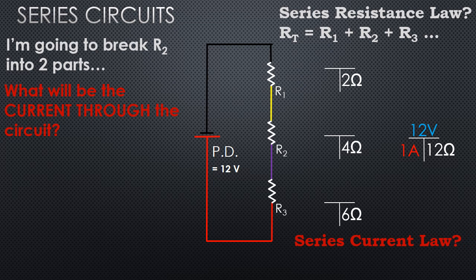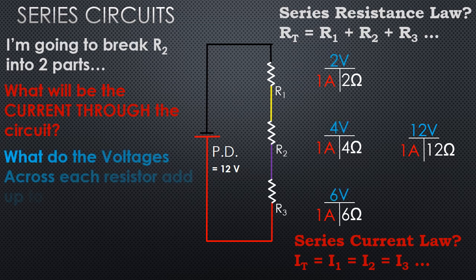Series current law, you got it. IT equals the current through I1, equals the current through I2, and equals the current through I3. So let's insert that there, and there, and there. And now we can calculate the voltage across each one of those loads using Ohm's law. 2 volts for the 2 ohm, 4 volts for the 4 ohm, and 6 volts for the 6 ohm. So what do the voltages across each resistor add up to? Well, we've looked at our series resistance law, we've looked at our series current law, and now we're going to look at our series voltage law.